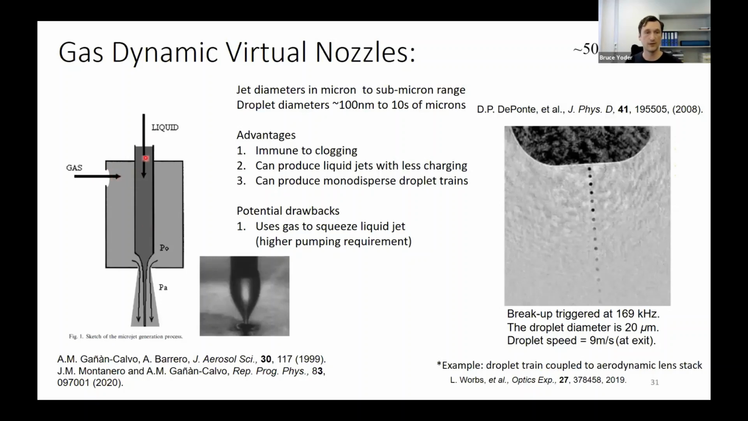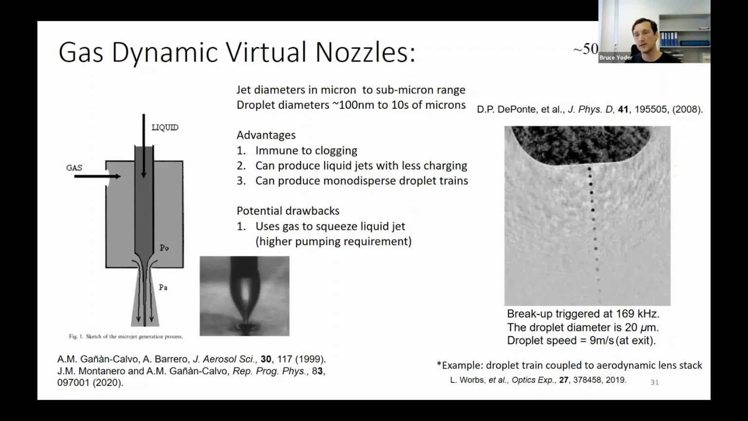You see the working principle here. Liquid goes through a capillary, and gas pinches the jet as it leaves the valve. And here's a picture of it. These are basically immune to clogging, and they can produce liquid jets with less charging and can produce monodispersed droplet trains, as shown here. I find this really attractive. So this jet can be broken into a stream of nearly identical droplets, solution or pure liquids.